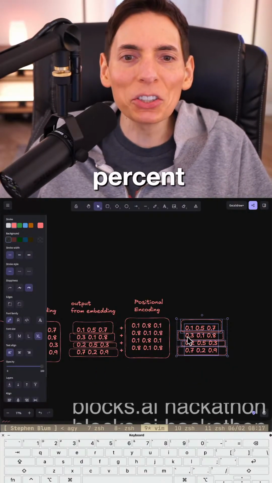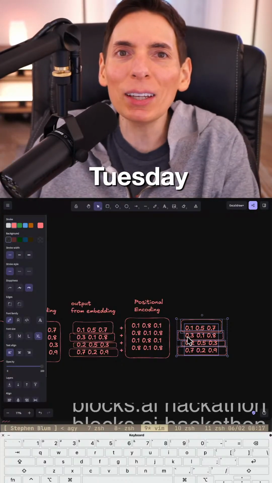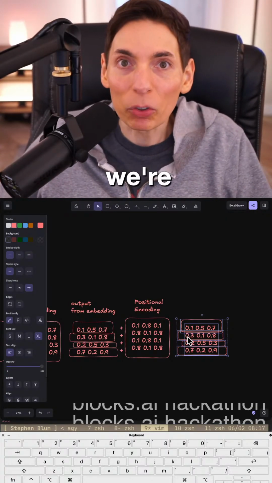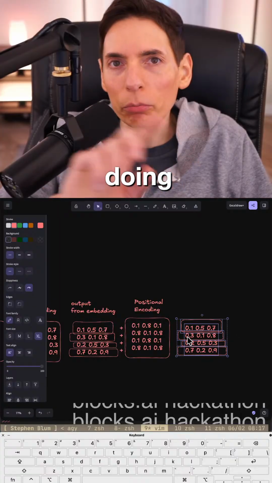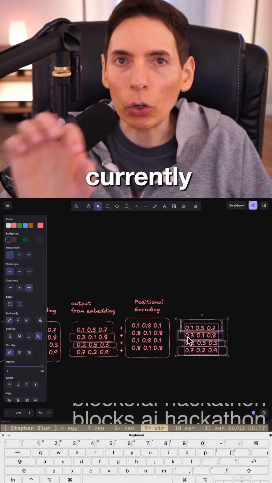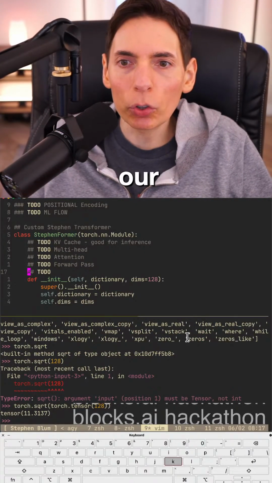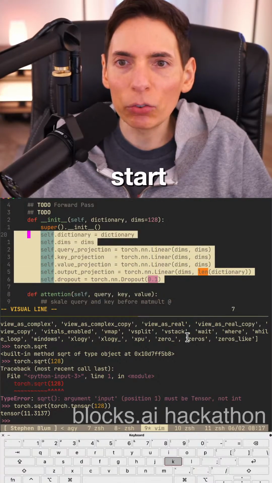Welcome on in, happy Tuesday. We're doing mini ChatGPT today. We're doing the transformer end to end, currently diagramming it. Then we've got most of our code already kind of started here.